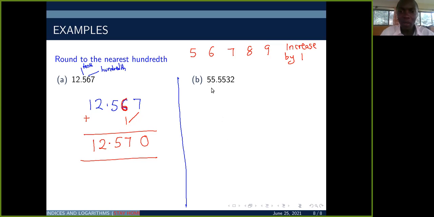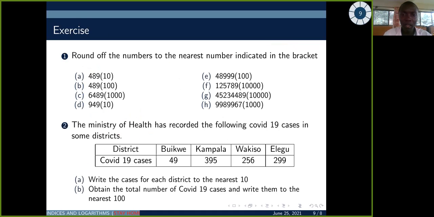Okay. Now, lastly, we have our exercise. We are going to try out these numbers to find out whether we have understood. When you find 10, it means to the nearest 10. When you find 100, to the nearest 100. When you find 1,000, this is to the nearest 1,000. So try out the numbers and check yourself whether you have really understood the topic of rounding numbers.